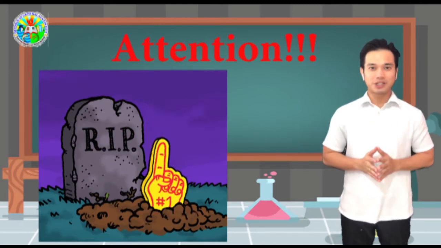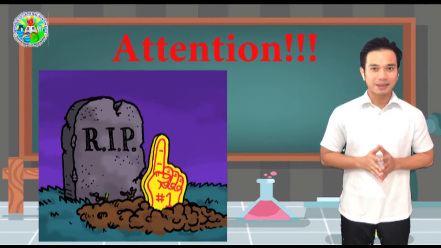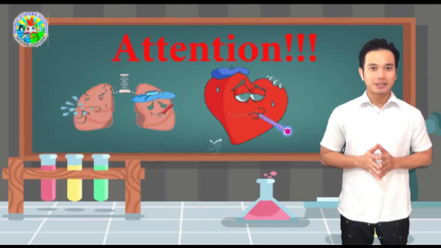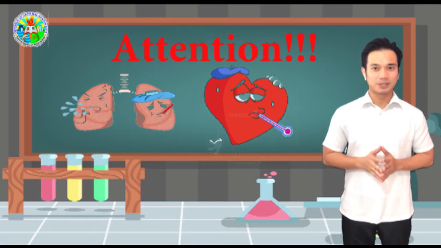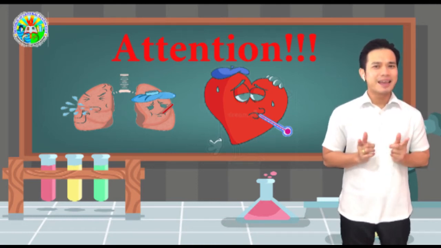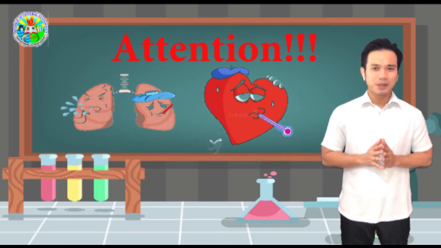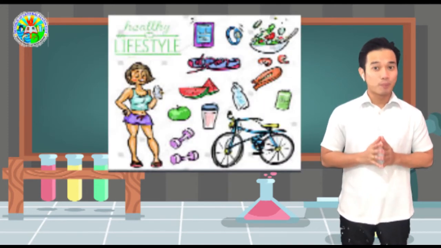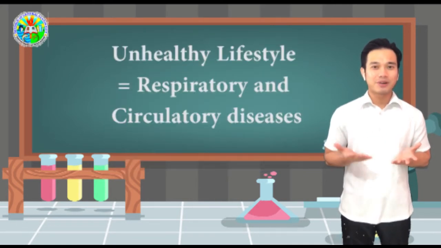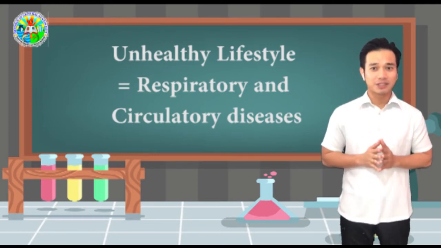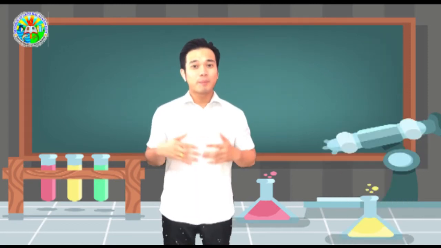Yes, indeed, it is important to know the kind of lifestyle we are practicing. For your information, the leading cause of death around the world are diseases affecting the respiratory and circulatory systems. However, they can be prevented simply by having a lifestyle that promotes wellness. The circulatory and respiratory diseases begin to develop with unhealthy lifestyle. So, we are ready to explore more all about it.